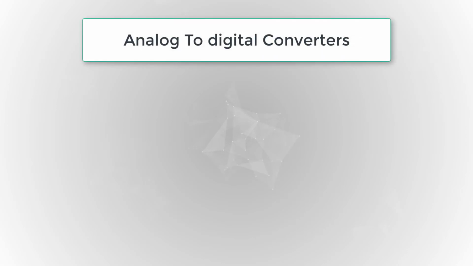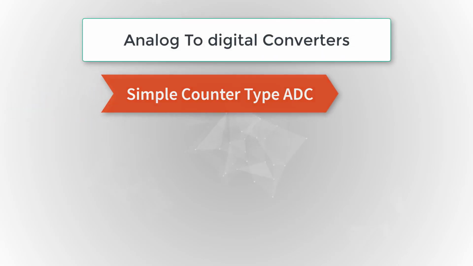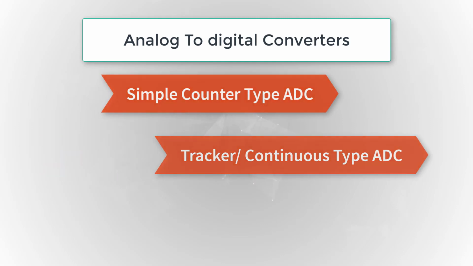In the previous video, we discussed two types of analog to digital converters. They were simple counter type and tracker type. If you haven't seen them yet, the links are in the description. So, let's start over with a brief overview of what we have done until now.